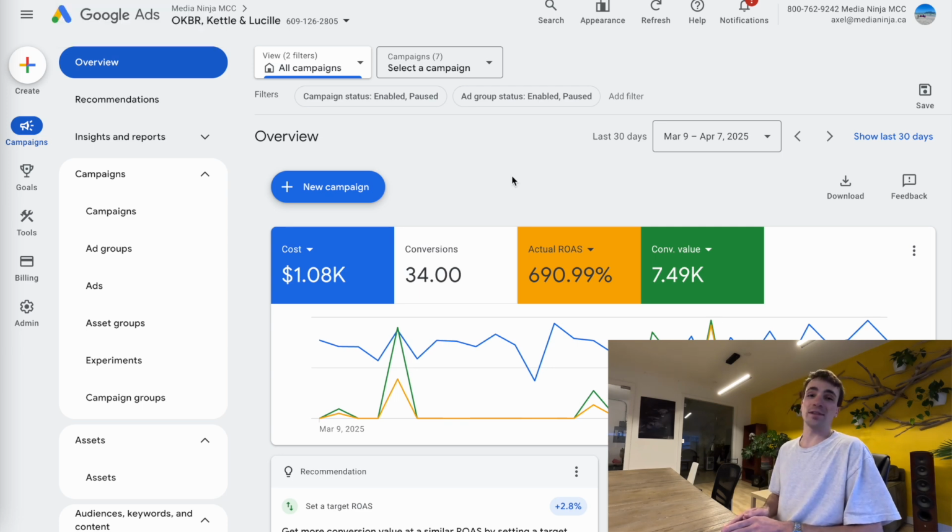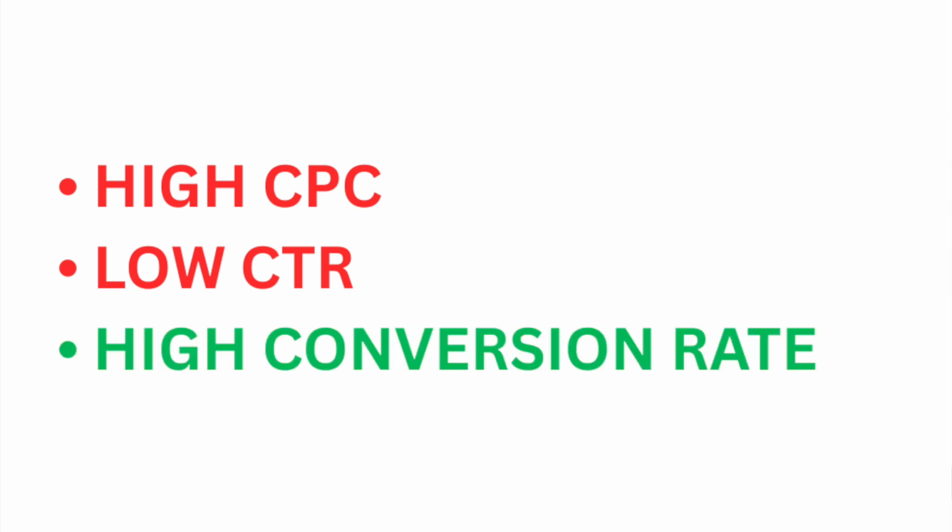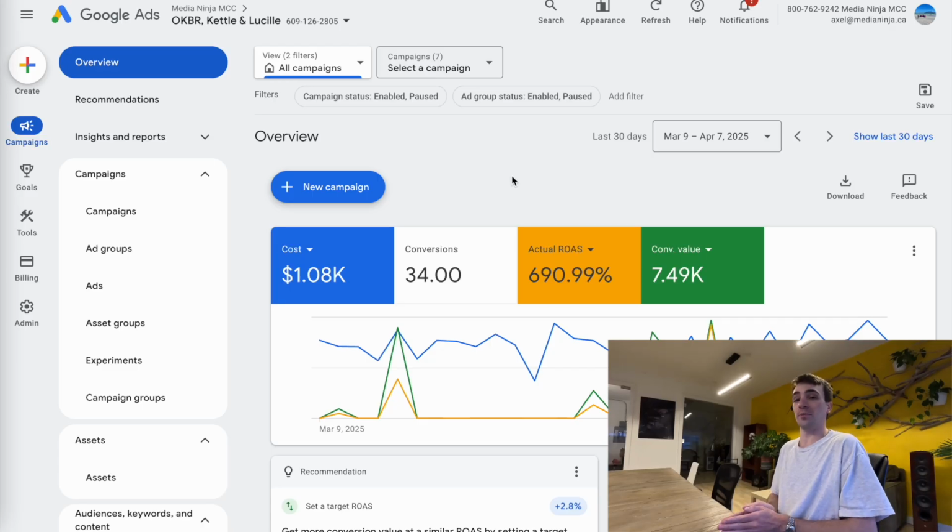So let's say for the first example that you have a very high CPC, a very low CTR, but a high conversion rate. So your conversion rate is good, but your click-through rate and your CPC are not good. In a case like this, the problem is that your clicks cost too much in the first place, and therefore this directly translates into a cost per conversion that's too high, and also that people are not clicking on your ads often enough. So in order to fix a problem like this, what you'd want to do is decrease your cost per click and increase your click-through rate.